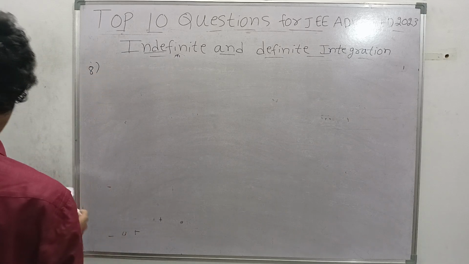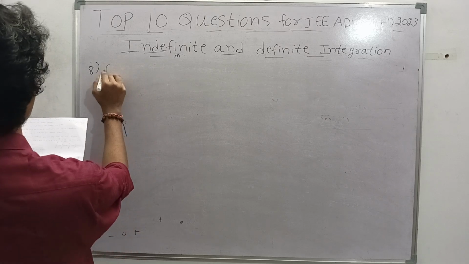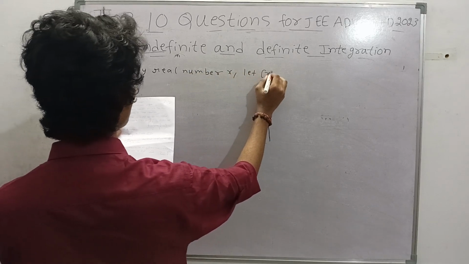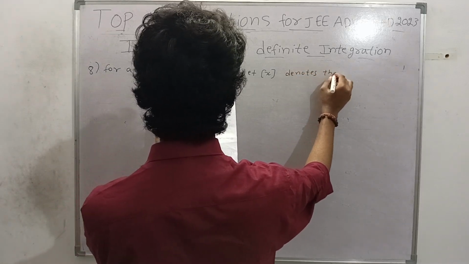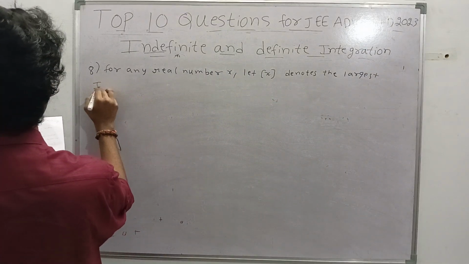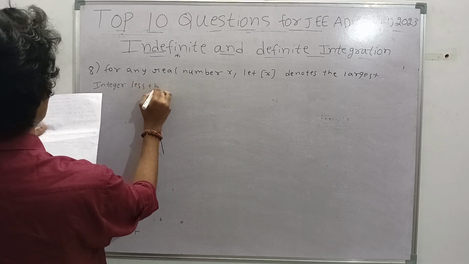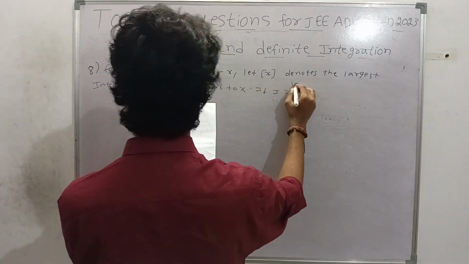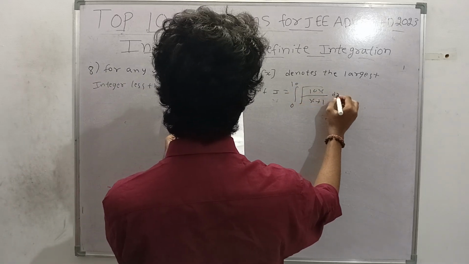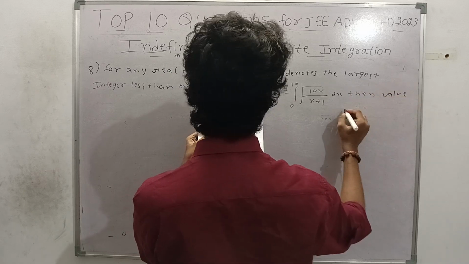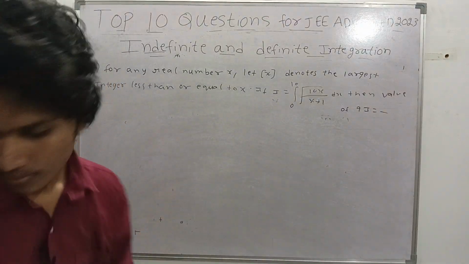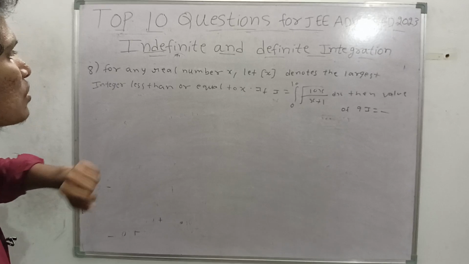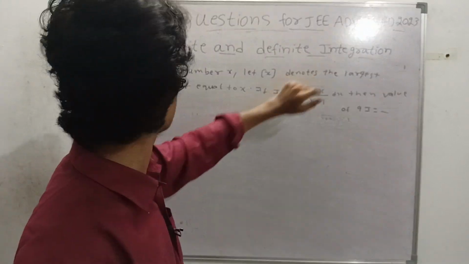Now 8th question. For any real number x, let step x denotes the largest integer less than or equal to x. If I equal to integration 0 to 10 root of 10x divided by x plus 1 dx, then value of 9i equal to what? So basically 0 to 10 root of tan x plus 1. So here step x, for any real number x, let step x denotes the greatest integer less than or equal to x.